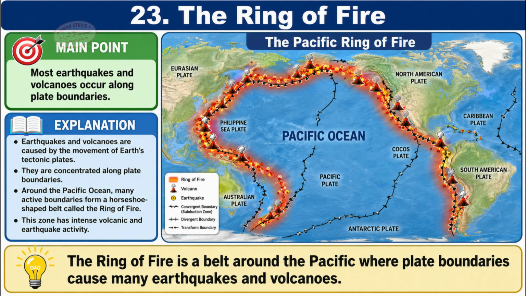The Ring of Fire. Most earthquakes and volcanoes occur along plate boundaries. They cluster around the Pacific Ocean in a zone called the Ring of Fire. Because earthquakes and volcanoes are caused by plate movement, they are concentrated along plate boundaries rather than spread out evenly. A large number of active boundaries encircle the Pacific Ocean, forming a horseshoe-shaped belt of intense volcanic and earthquake activity known as the Ring of Fire.